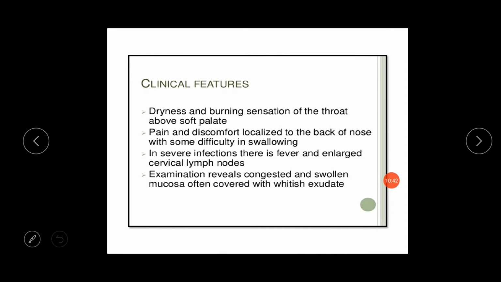Clinical features of acute nasopharyngitis. There will be dryness and burning sensation of the throat above the soft palate and behind the nose. Pain and discomfort localized to the back of the nose with some difficulty in swallowing. Patient will feel constant irritation over the nasopharyngeal area or just above the soft palate. In severe infection, the patient can have fever with chills and rigor, and sometimes there is an enlarged lymph node over level 1B or upper jugular node. Examination reveals congested and swollen mucosa, often covered with exudate over the nasopharyngeal area.